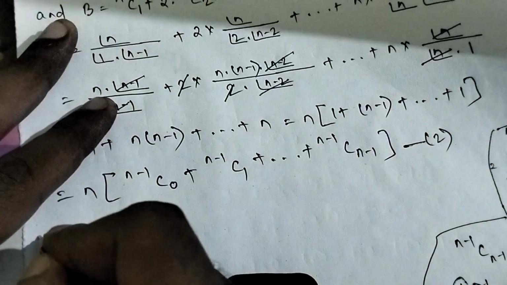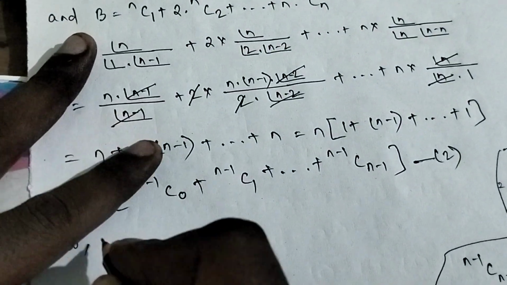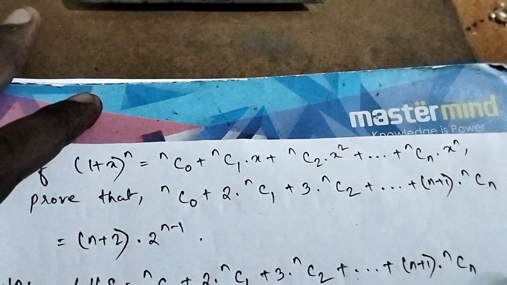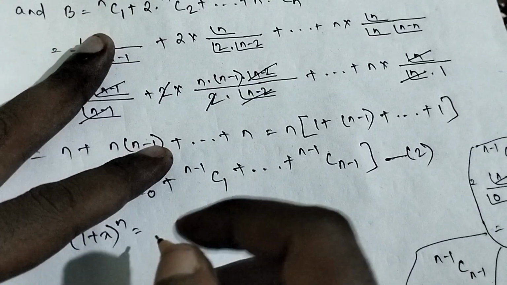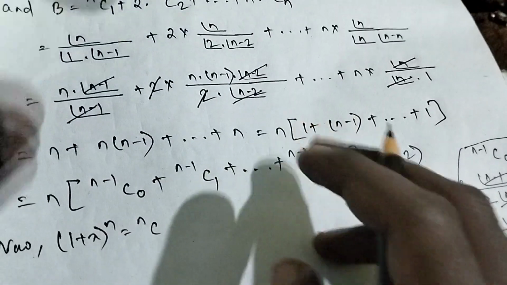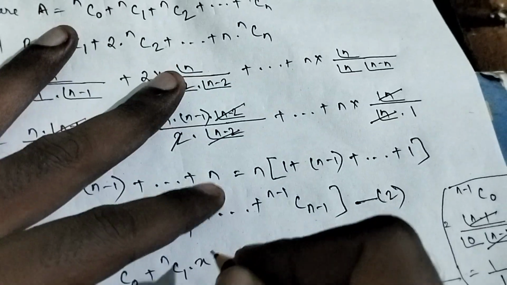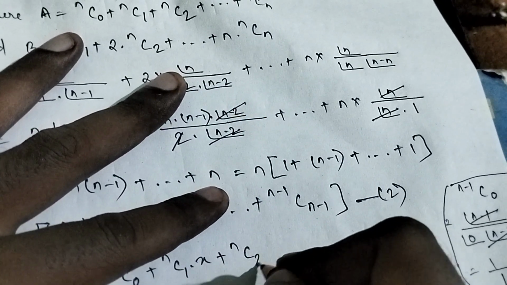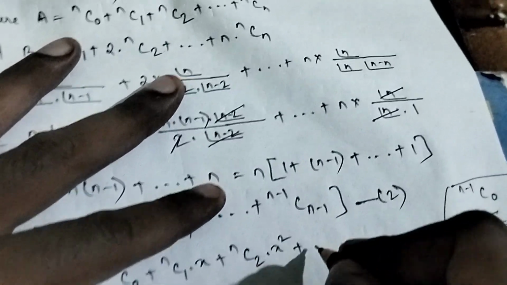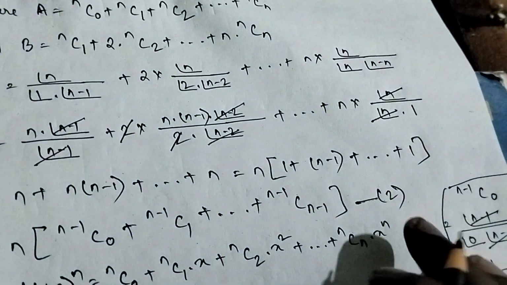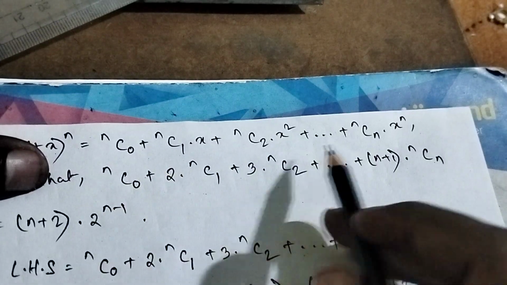So now, (1 plus x) to the power n, as it has been given, is nC0 plus nC1 into x plus nC2 into x square plus dot dot dot plus nCn into x to the power n. In the question only it has been given.